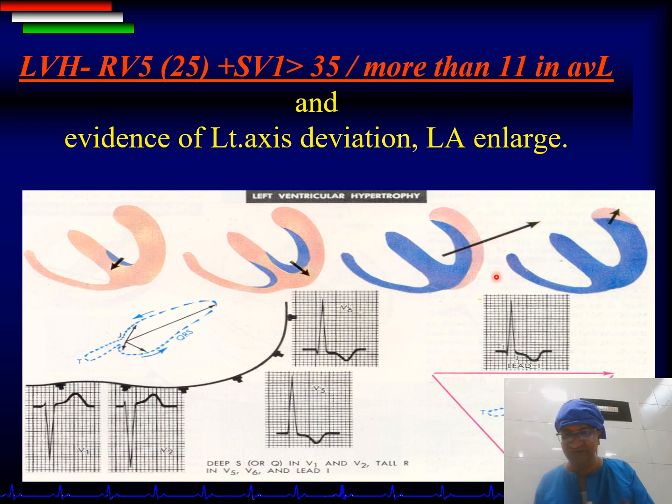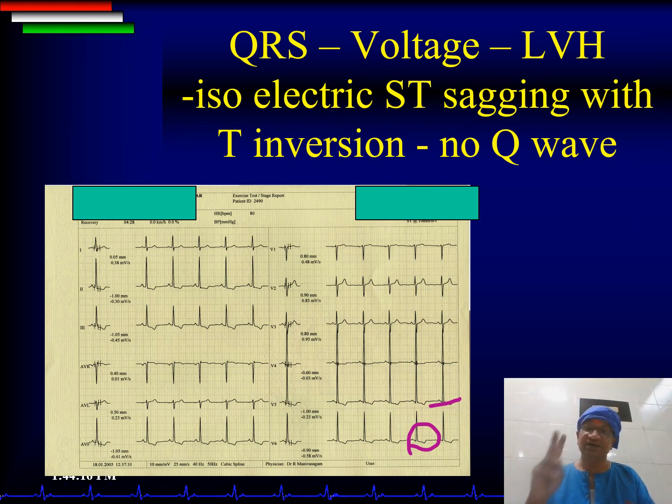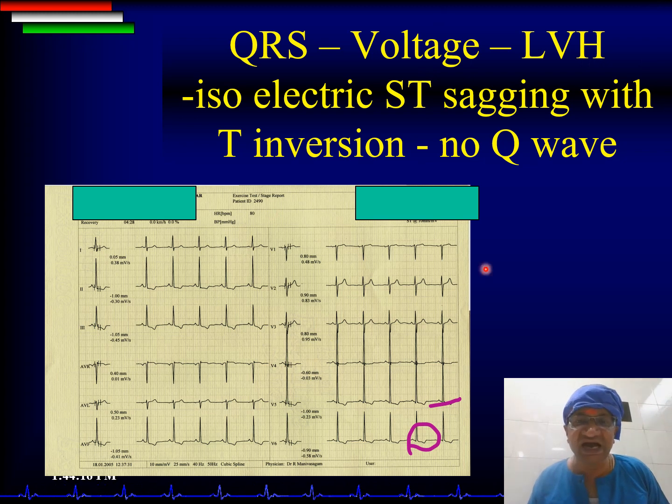There may be left axis deviation. Left axis means what? Lead 1 is positive, aVF is negative. I'll come again. LA enlarged. LA enlarged, what are the criteria? In V1, the P wave width is more than 2.5 squares. Voltage, LVH, isoelectric ST sagging. There is no Q wave. T wave inversion is there.